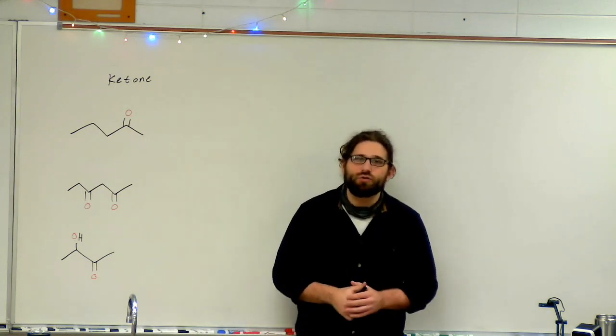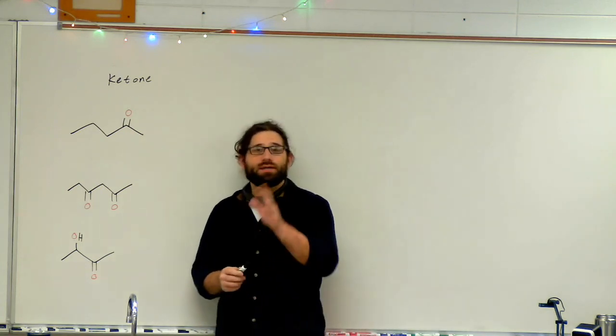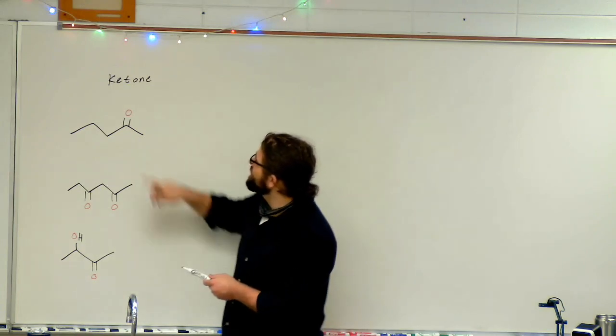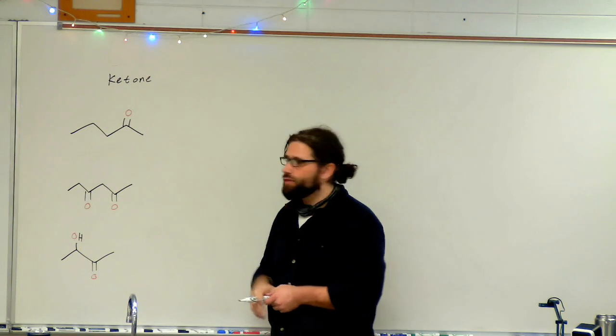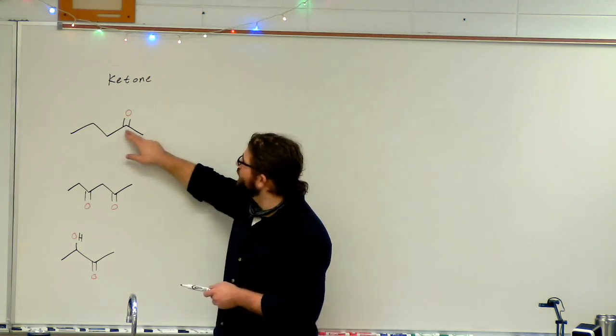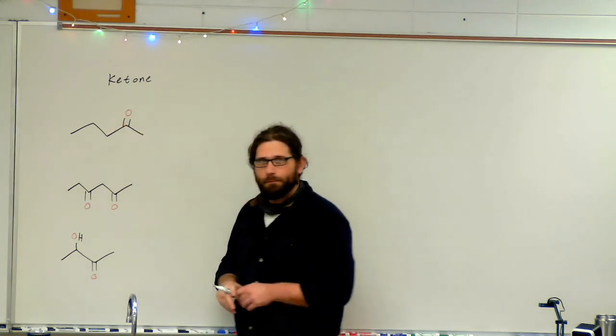Our next functional group is the ketone. Ketones look like this. They've got a double bond to an oxygen on a carbon. They're not going to occur at the end. They're right here, right at this carbon here.